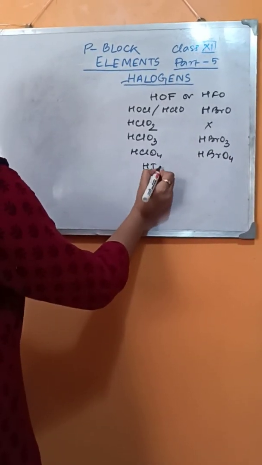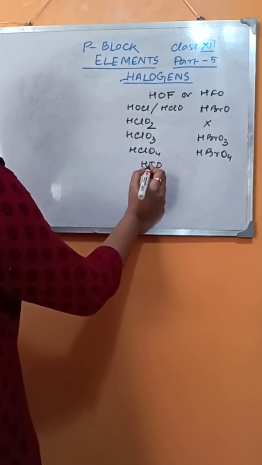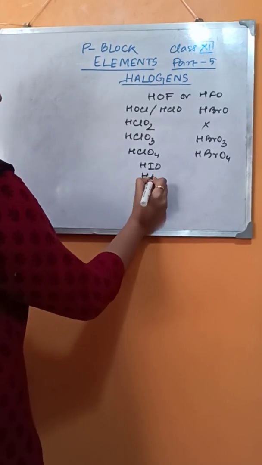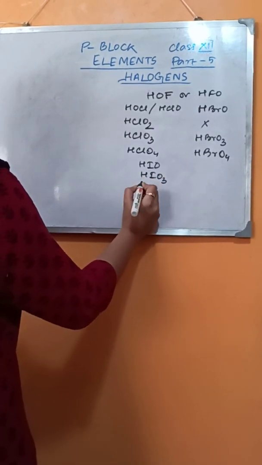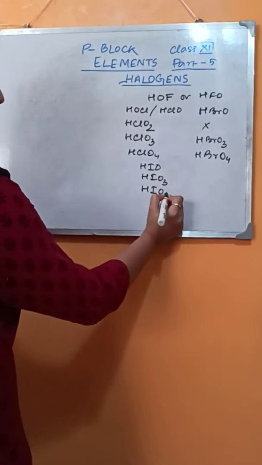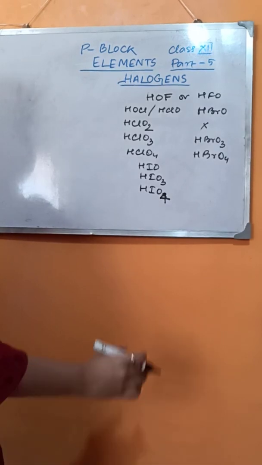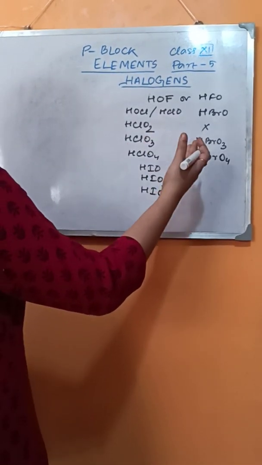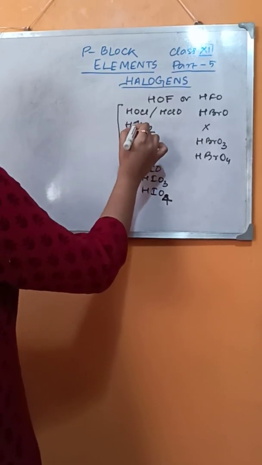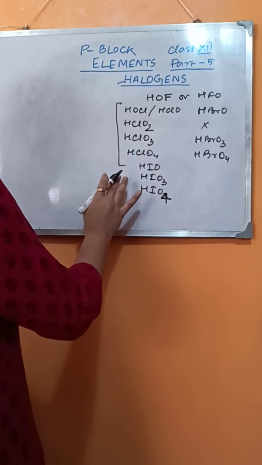Iodine forms hypoiodous acid. Does not form iodous acid. Iodic acid, periodic acid. Now, along with this, you need to know the structures for all these oxo acids of chlorine. Others you need not know, but the oxo acids of chlorine are important here.